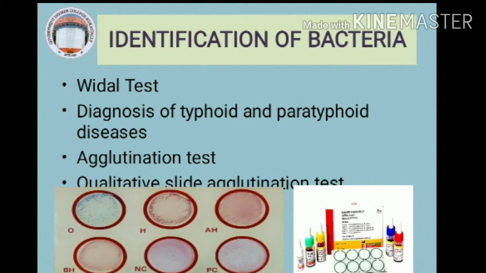If agglutination in O and H, Salmonella typhi infection. If agglutination in AH and O, it indicates Salmonella paratyphi A infection. If agglutination in BH and O, that indicates Salmonella paratyphi B infection.